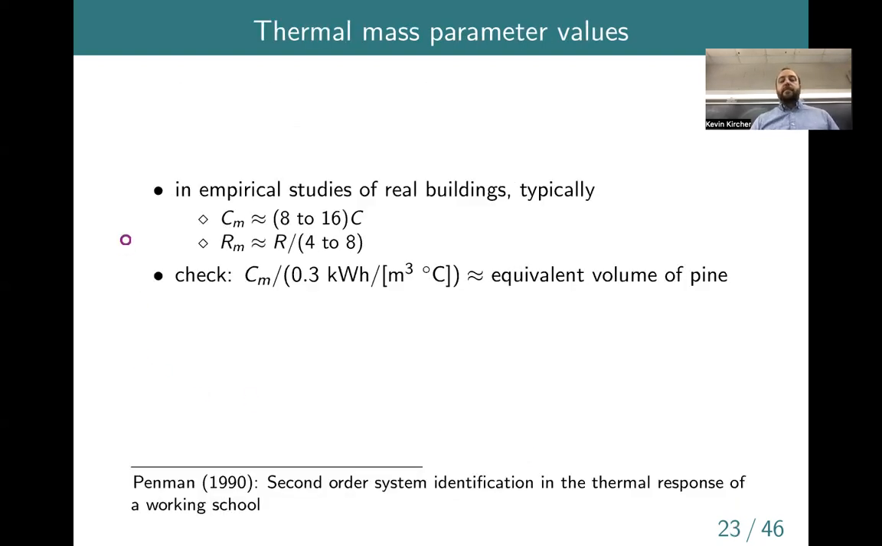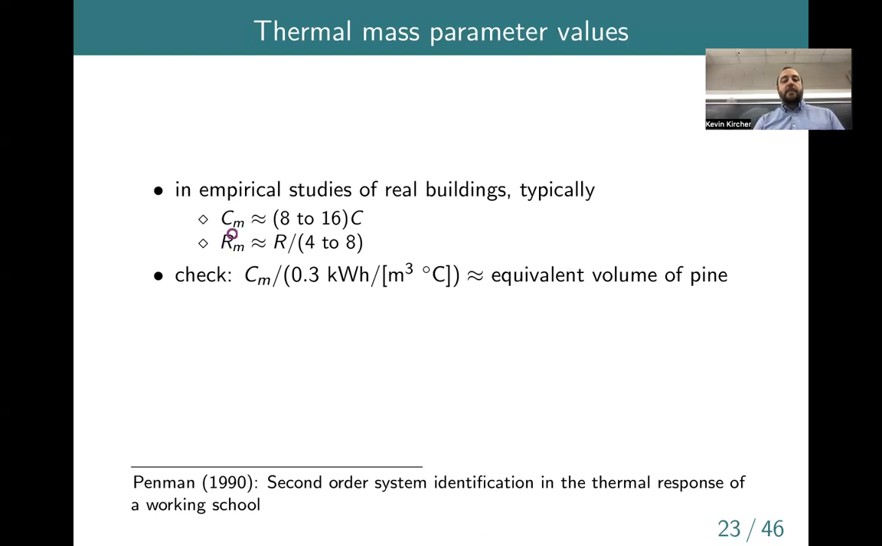So real quick, we talked a little bit last time about how to get the air capacitance C or the shallow thermal mass capacitance. And also we talked about that parameter R, the thermal resistance between the indoor air and the outdoor air. And if you look at empirical studies where people look at real buildings and fit these parameters to data and see what represents the building reasonably accurately, often we find that the thermal mass capacitance is about an order of magnitude larger than that of the air and the shallow thermal mass.